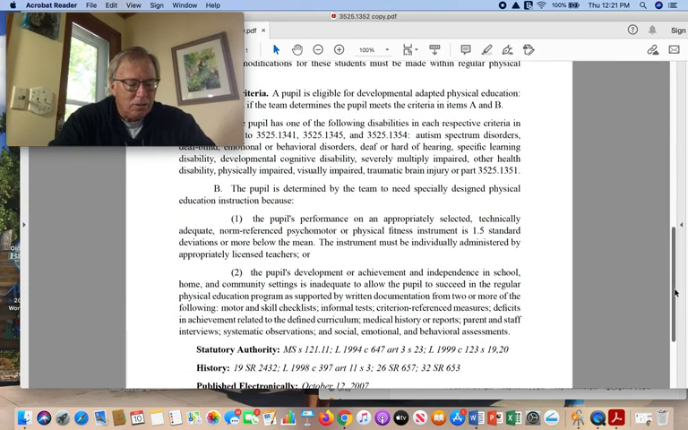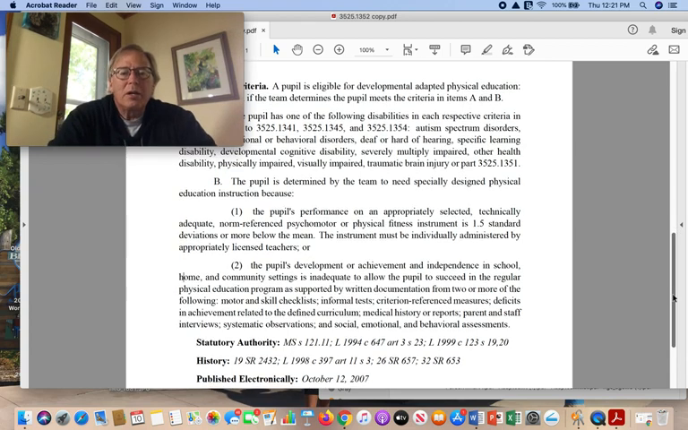But getting back to the first category, evaluations during our present school climate of distance learning, hybrid learning, or limited access to students. There are two ways students can qualify for DAPE services.